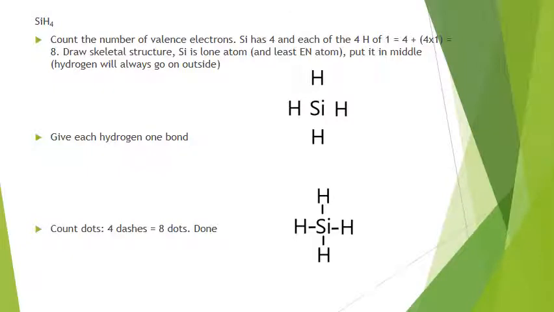Alright, silicon tetrahydride. Number of valence electrons: it's going to be 4 from silicon and 4 from hydrogen, so you need 8 altogether. Here's the skeletal structure. Hydrogen's on the outside, so we give it its normal number of bonds and pairs, so it gets 1 bond each. Count the number of dots, each dash is worth 2, so 2, 4, 6, 8. And you're done.